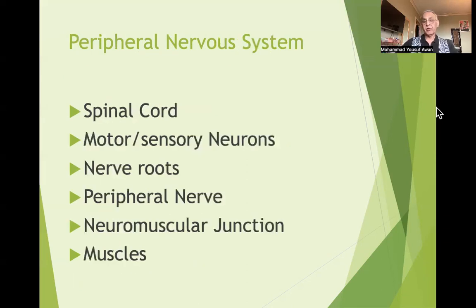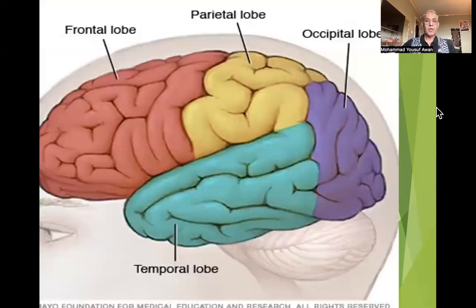And the peripheral nervous system, which will be the last part of our series, we'll discuss localization in the spinal cord, motor sensory neurons, nerve roots, peripheral nerves, neuromuscular junction, and muscles. We'll include some parts of the spinal cord in this lecture as well, because these are an integral part of the central nervous system. So you know the lobes of the brain: the frontal, parietal, temporal, and occipital lobes.